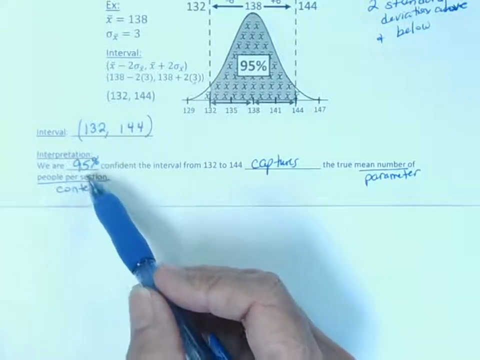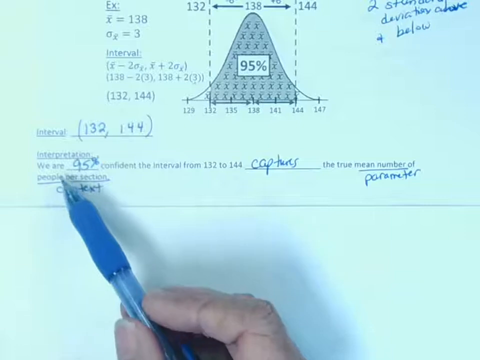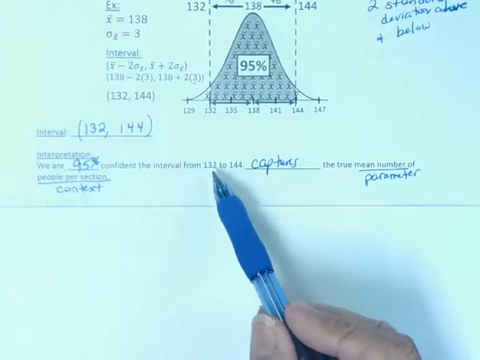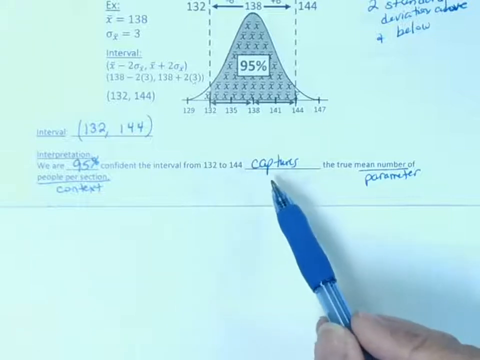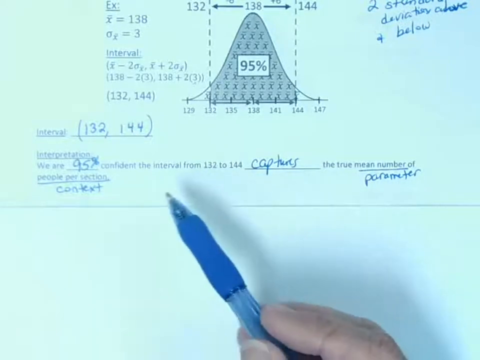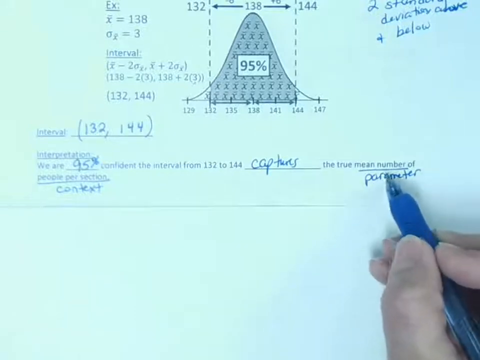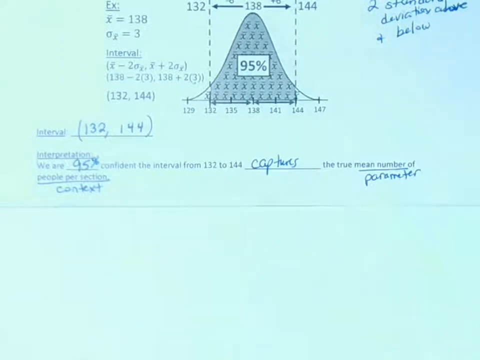So again, confidence intervals will always be interpreted by saying we are blank percent confident that the interval from the lower value to the upper value captures the true parameter of, and then what the context is. And we can't just say parameter, we have to use either mean or proportion, depending on what you're looking at.